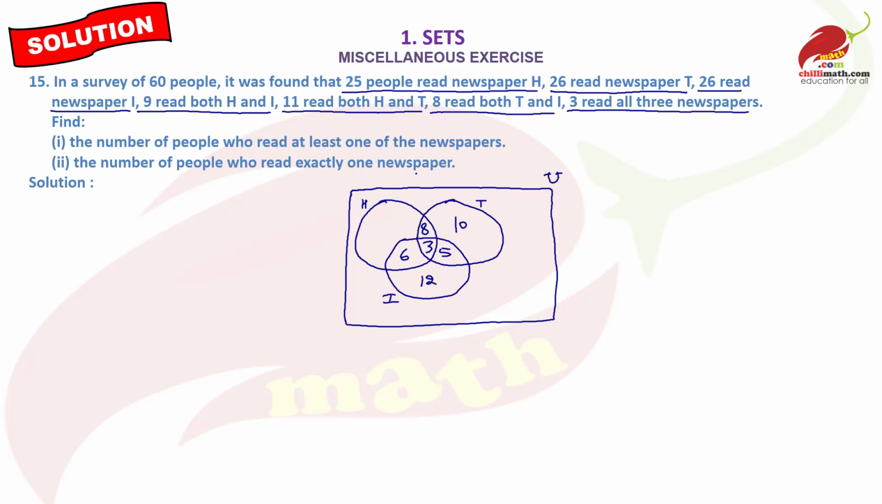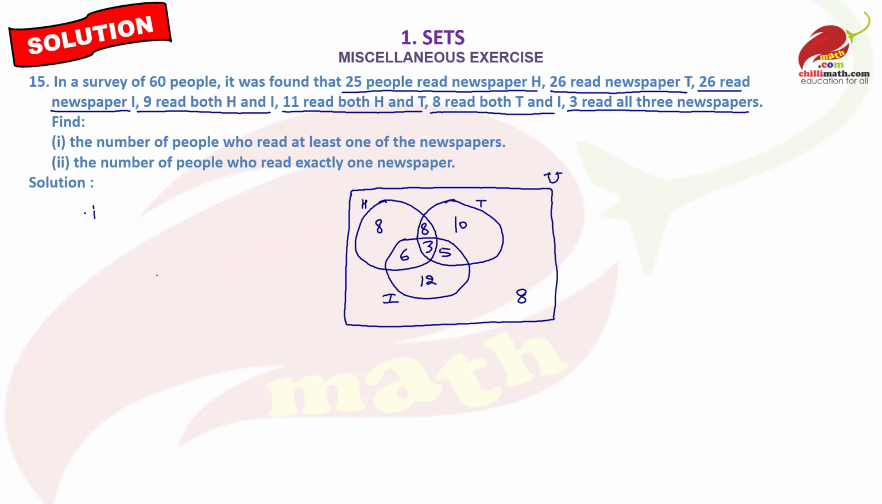And 25 read newspaper H. So this should be 25. So 11 plus 6, 17 there, so 25 minus 17, 8 should be here, and total 60 people are there. So let us count all these. So this is 25 plus 5, 30, 40, 52. So 8 are there, those who don't read any of the newspapers.